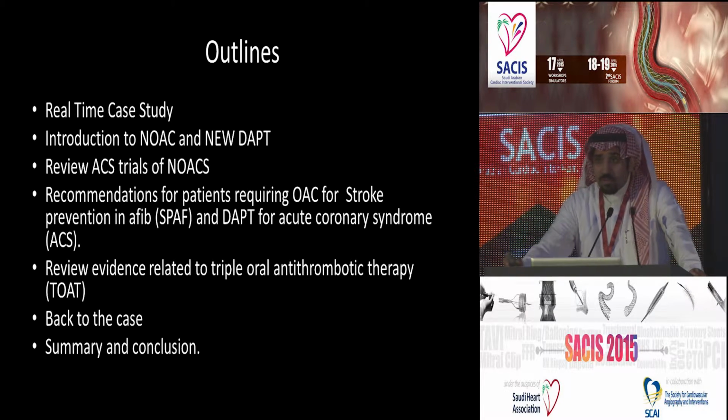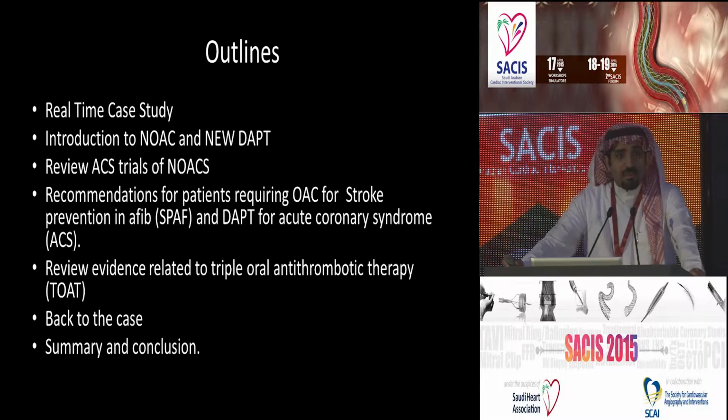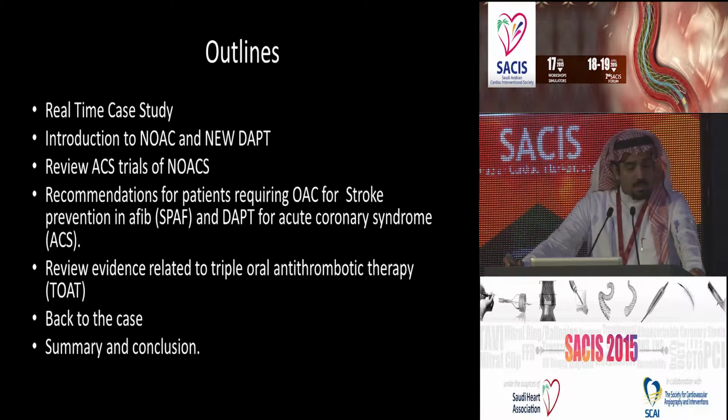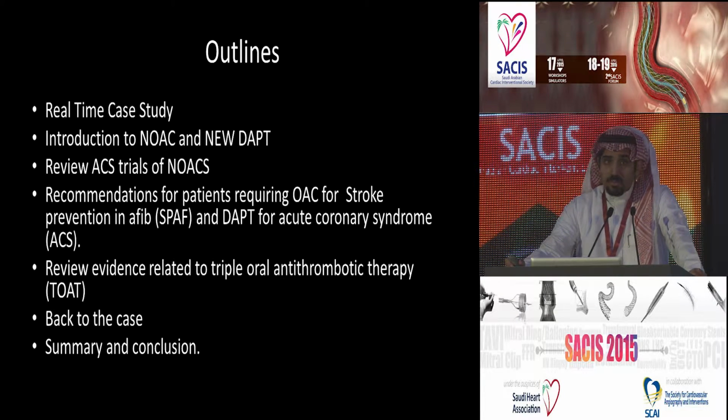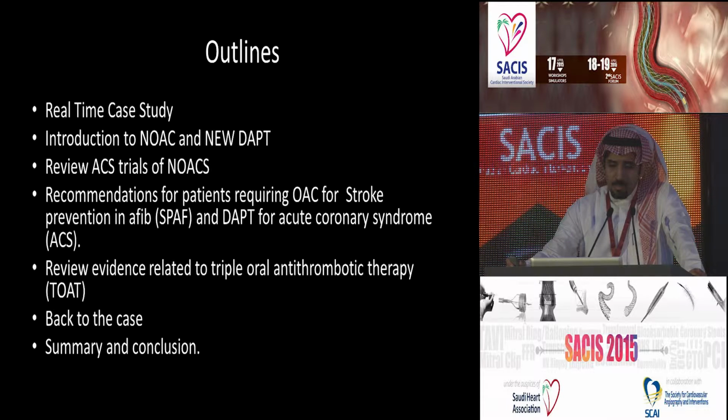So I thought I'll start off with a real-time case just to give you the flavor of what kind of patients you'll be dealing with. And then I'll introduce some essential data on DAPT and NOACs. And then we'll try to find out whatever is available in terms of using both. And then we'll go back to the case, and then we sum up the findings and the conclusions.